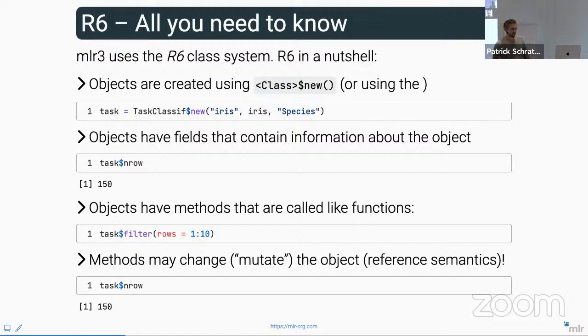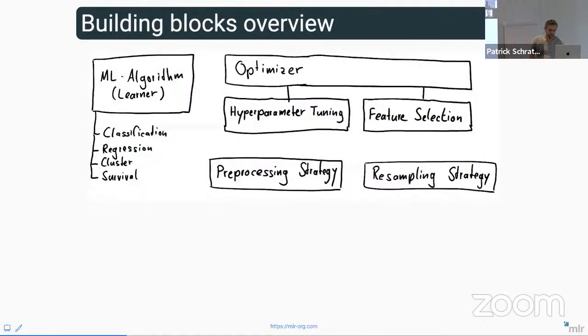So because we can mutate objects in place. So this is wrong at the bottom. So coming to machine learning in general.